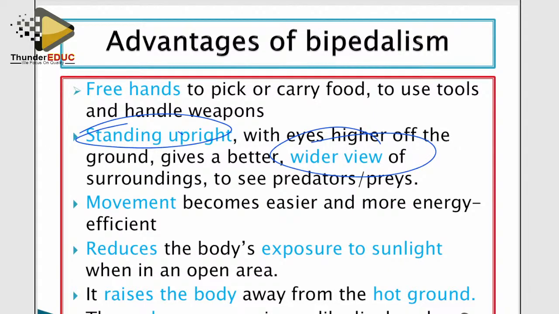Is that difficult, guys? No. When he's walking, you see he's got free hands so that you can carry other things. Movement is made easier and energy efficient. What if you're walking on four limbs? Is that energy efficient? No. The body is raised. So, guys, you explain based on what you see.